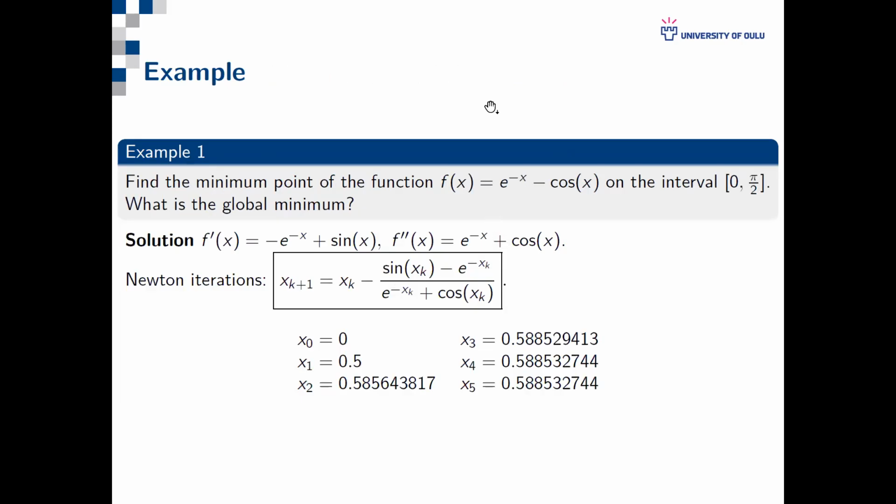So for example, here I have an example of a function f of x equals e to the power minus x minus cosine x. And on the interval 0 to pi over 2, there is a minimum point.